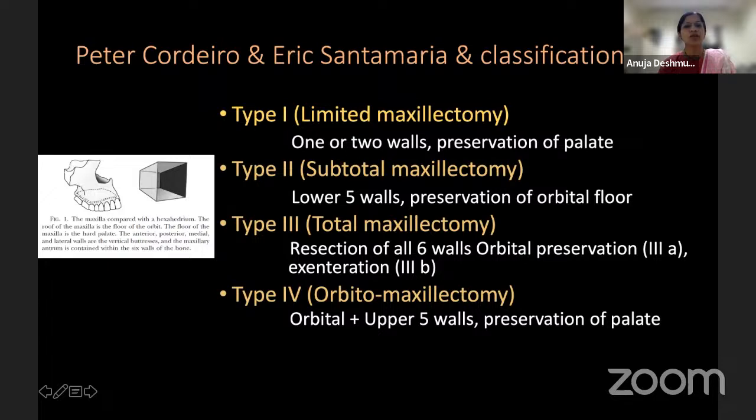Type 1 involves only 1 or 2 walls of the maxilla, preserving the palate. Then the subtotal maxillectomy, where the lower 5 walls are taken out and the orbital floor is preserved. The third type is basically total maxillectomy, where all 6 walls are involved, and orbital exenteration is added, so it is divided into 3A and 3B. And the fourth one is orbitomaxillary, that is the orbital plus upper 5 walls with preservation of the palate.